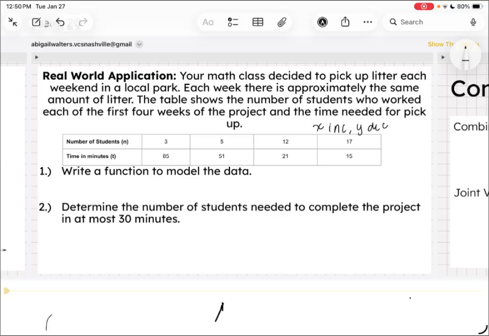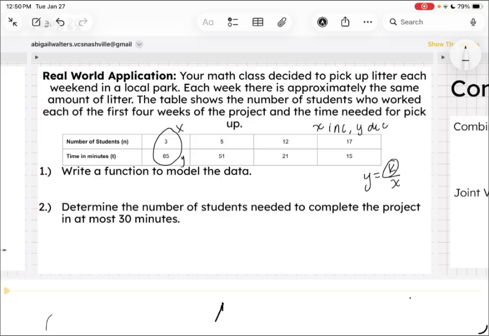So x is increasing, y is decreasing. This is inverse. So my equation is going to look like this, k divided by x. So let's pick a pair of numbers and figure out what k is, okay? So let's use this. So this is my x value, this is my y.